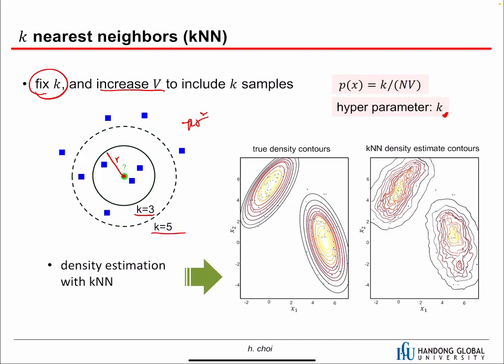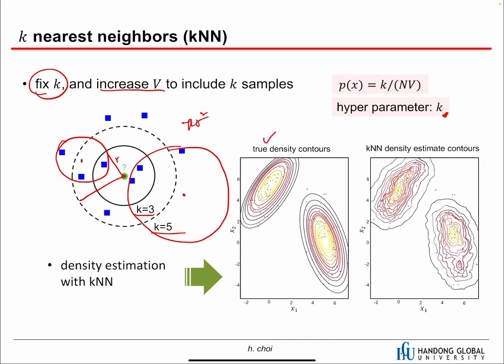And when K is 5, then this one is not enough. We have to increase R like this, so now we have 5 samples. If we are interested in this location with K of 3, then this is our volume. And if we have the point here, then the volume size would be like this to include 3 samples. So depending on the location, the radius would be different to include 3 samples. Based on this, we can estimate the density.